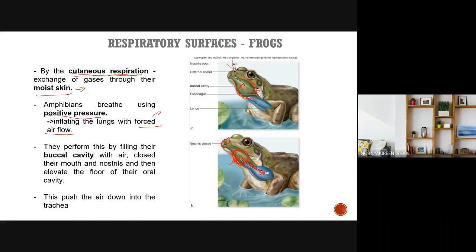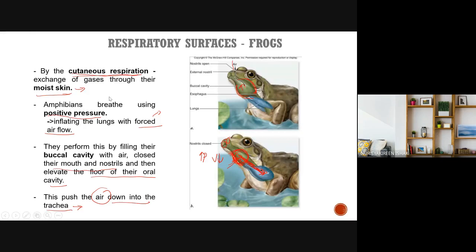Okay, so they perform this by filling their buccal cavity with air, closing their mouth and nostril, and then elevating the floor of the oral cavity. Elevating the floor of the oral cavity reduces the volume of the buccal cavity, and reducing the volume increases the pressure. Increase the pressure, so this pushes the air from the buccal cavity down into the trachea and into the lung.